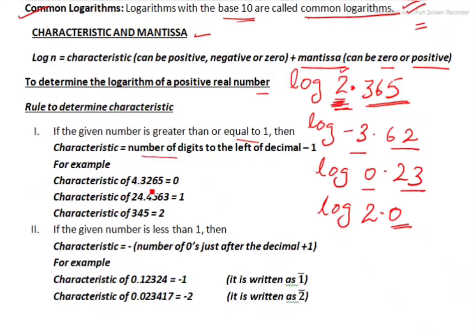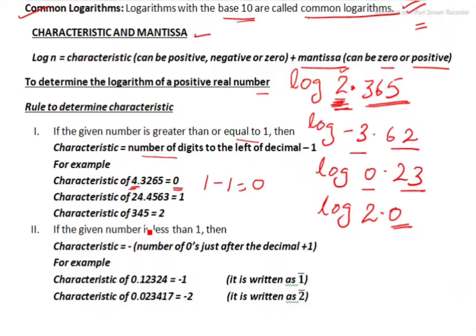Suppose in the first example, we have the number 4.3265. In this, in the characteristic, we have only one digit. We are talking about the number of digits, not the value. Here, the number of digits is 1. So, according to my rule, 1 minus 1 equals 0. So, in this, the characteristic will be 0.